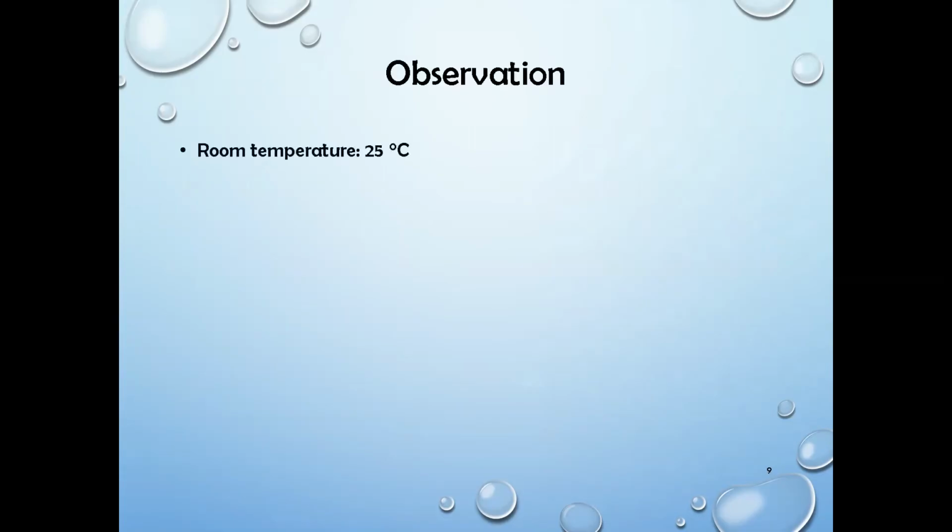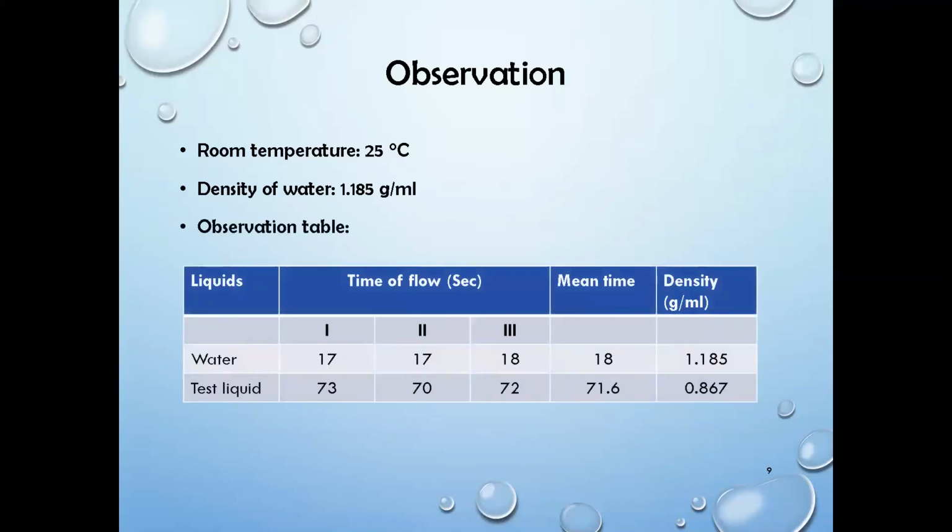So observation: temperature was 25 degrees Celsius. The density of water determined was 1.185 gram per ml. So the observation table will look like this, which I have already discussed in the video. The time of flow for water was found to be 17, 17 and 18, while in case of the test liquid it was found to be 73, 70 and 72. So the mean time for this was found to be 71.6.